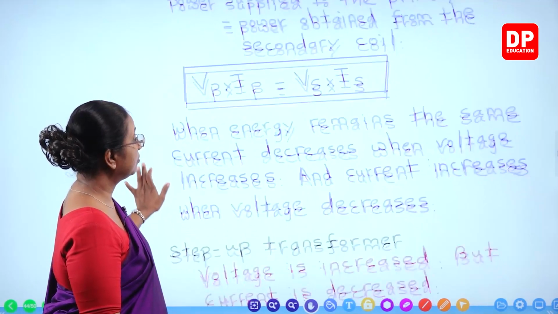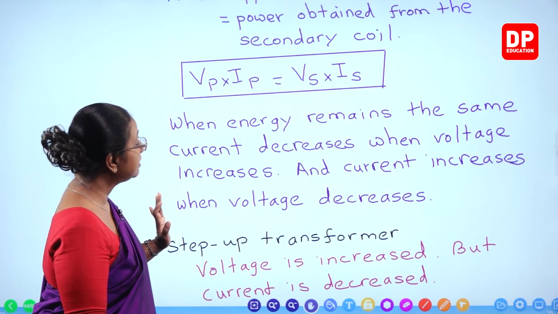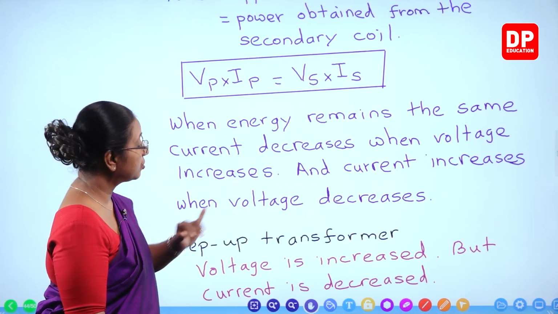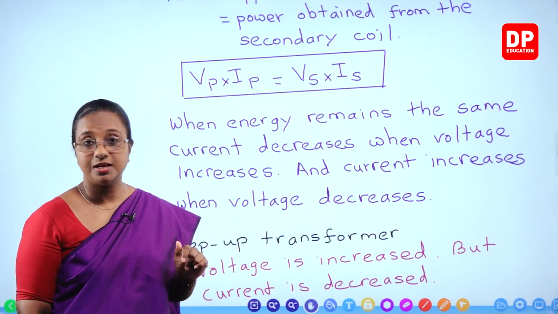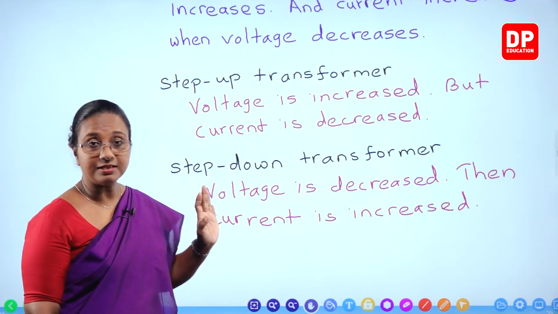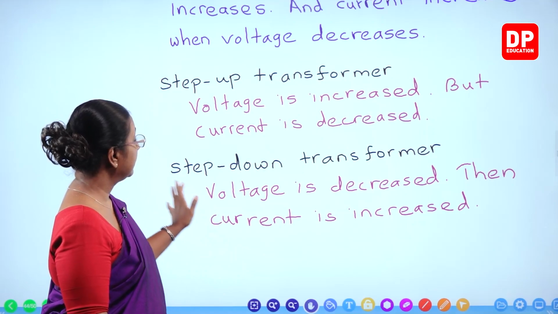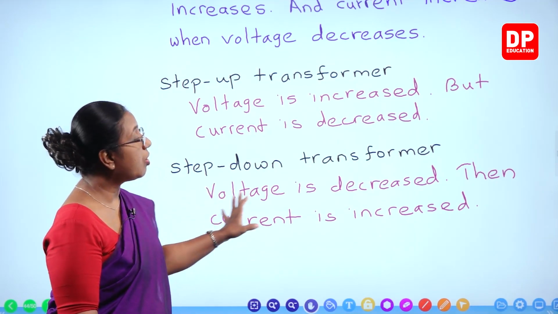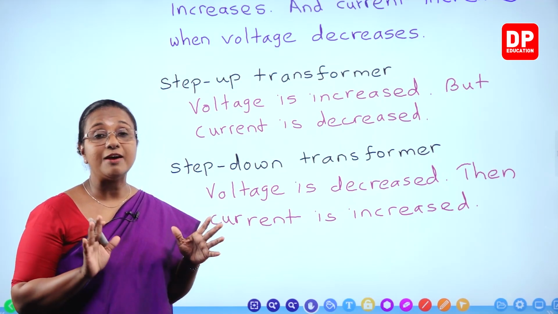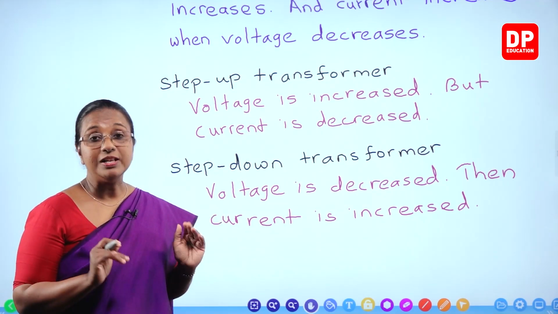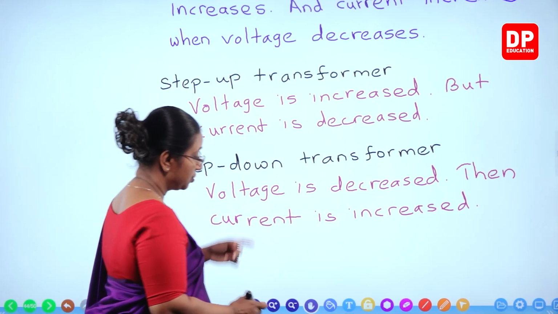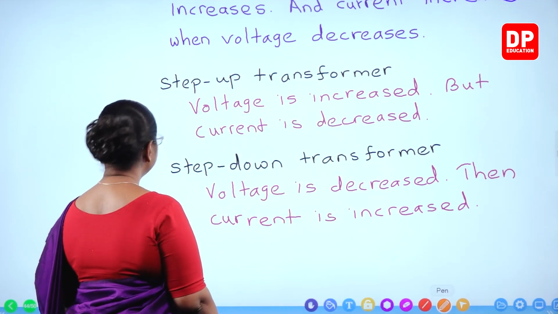So from that you have to understand when energy remains the same, current decreases when the voltage increases, and also current increases when voltage decreases. So in a step-up transformer, voltage is increased but the current is decreased. In a step-down transformer, voltage is decreased, then the current is increased. This is something you all have to keep in mind. You will get a better understanding when we do the calculations as well. So with that, I'll move on to the next slide.